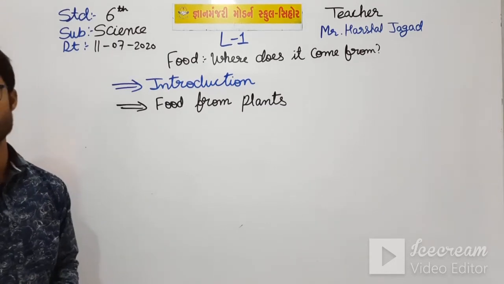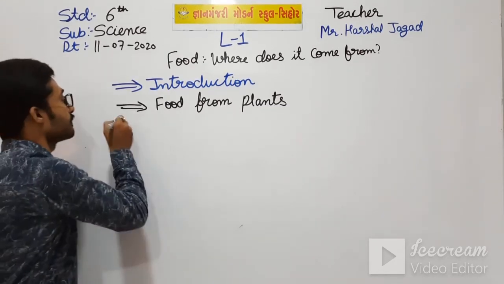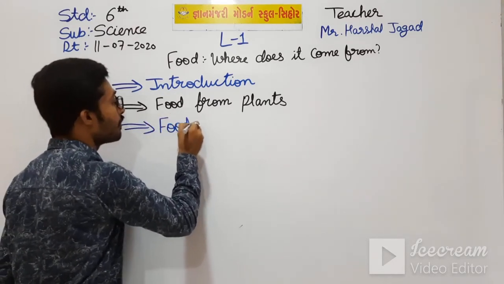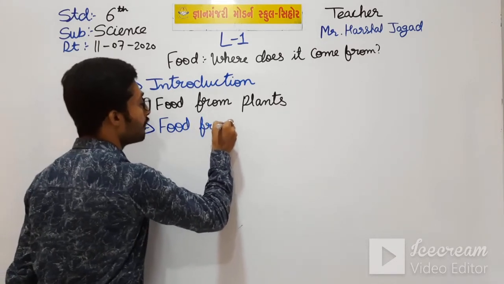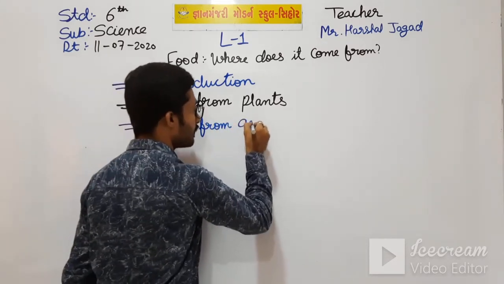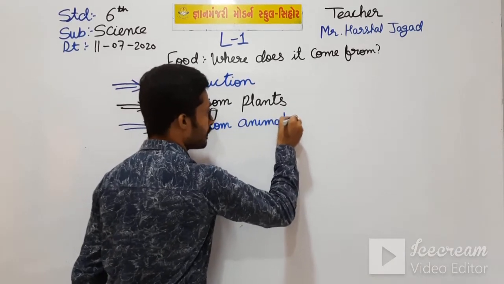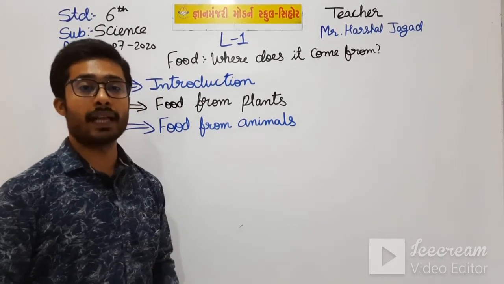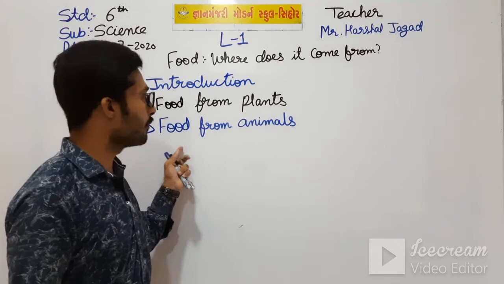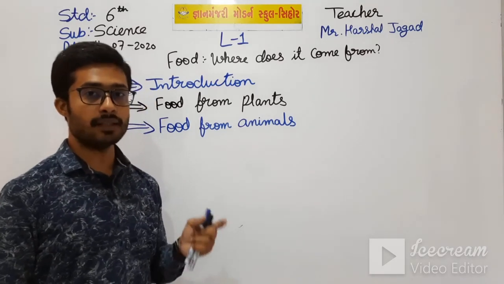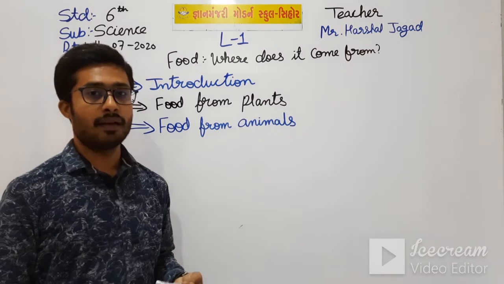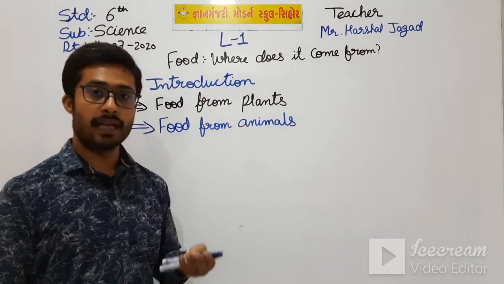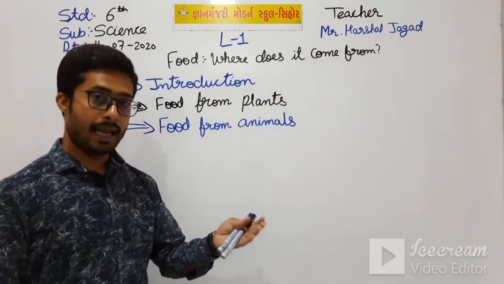Now food from the animals. The food which we get from the animals is known as food from the animals. Like milk, honey, meat, etc. Eggs also we get from the animals.